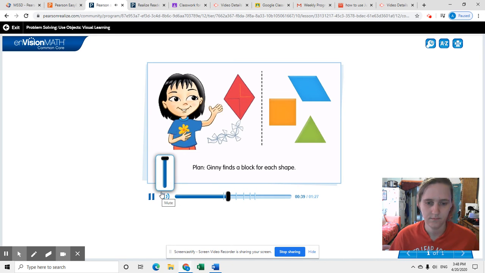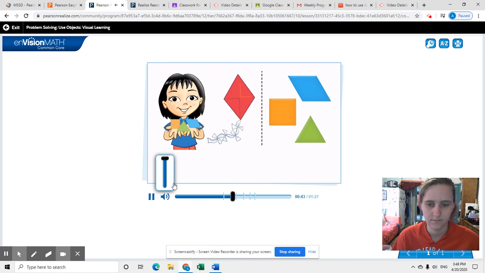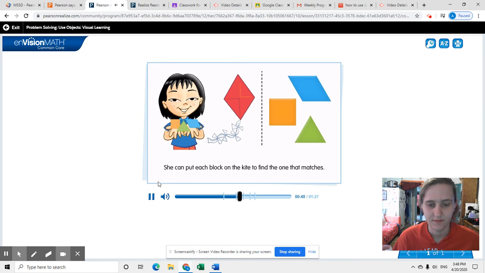Plan. Ginny finds a block for each shape. How can she use the blocks? Take a moment and plan. What is she going to do to figure out which one of these blocks matches the shape? Very good. She can put each block on the kite to find the one that matches.